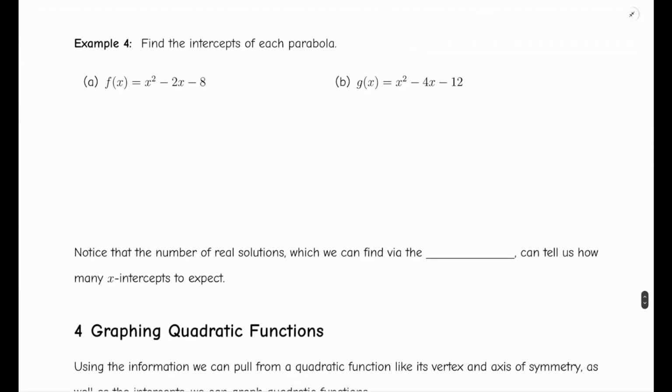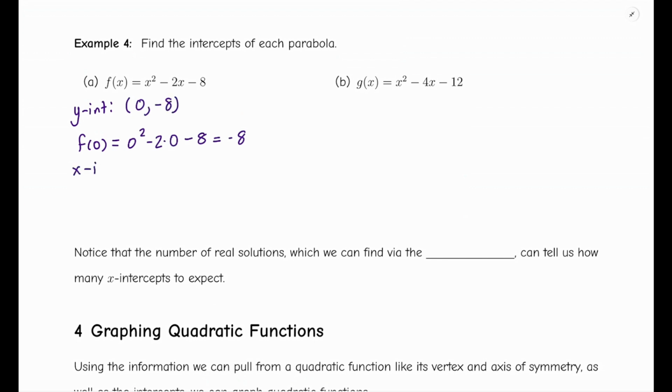Example 4. Find the intercepts of each parabola. I'm going to find the y-intercepts first because those are always the easiest, because you set x equal to 0. So f of 0 is 0 squared minus 2 times 0 minus 8, which is -8. So our y-intercept is (0, -8).